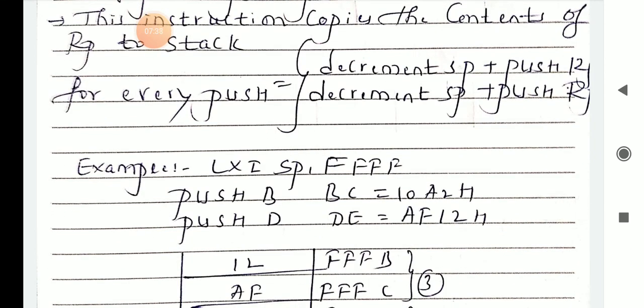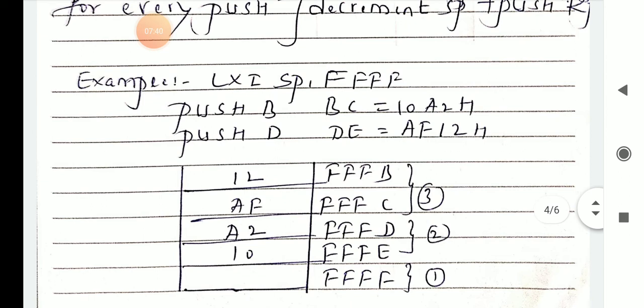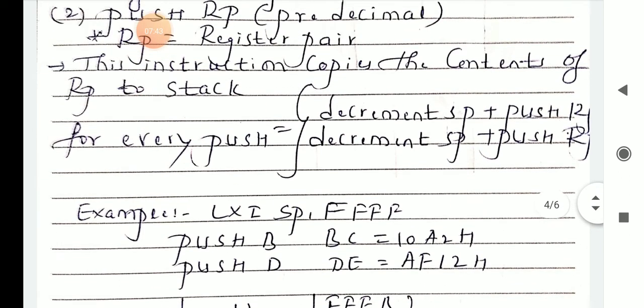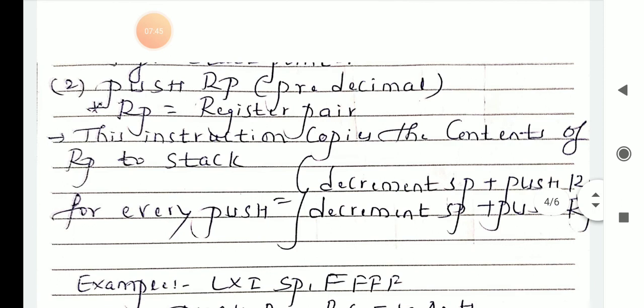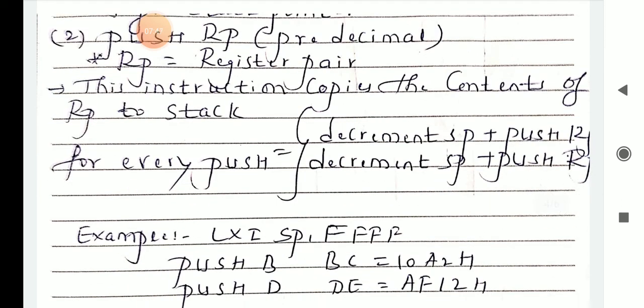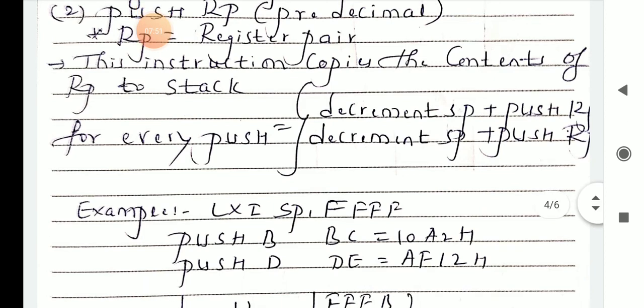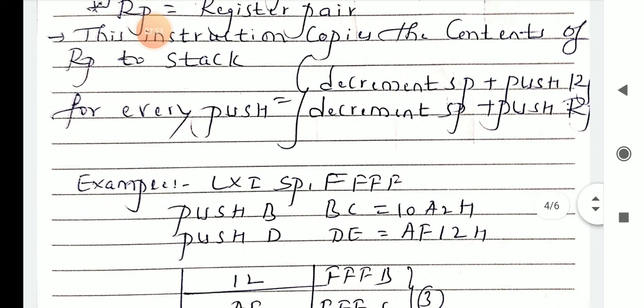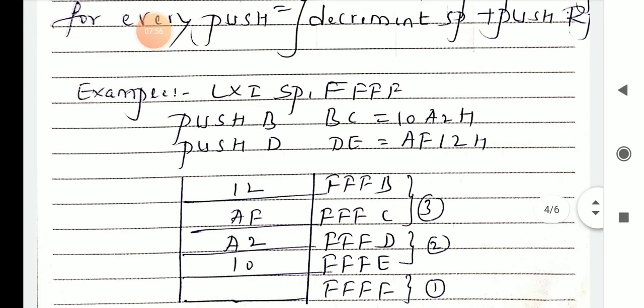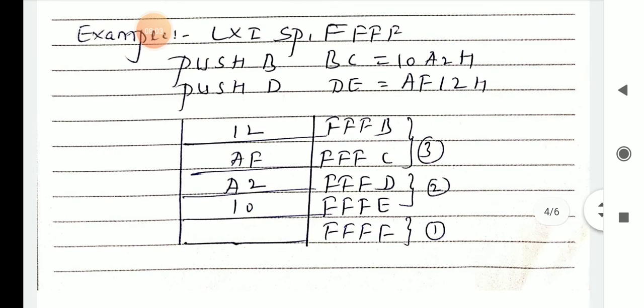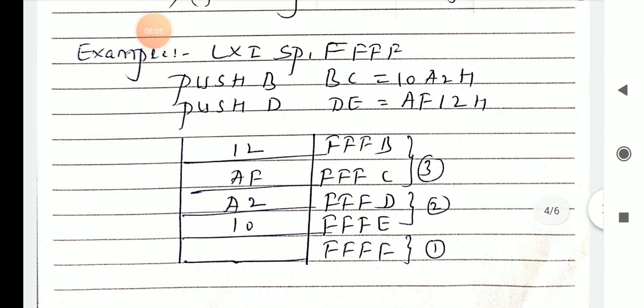Okay. So whenever you perform these instructions, every time you first have to decrement the stack pointer, then do the push operation with respect to high and low, RH and RL. Okay, for example, you can take LXI SP, FFFFH. So this is one location. Consider this location FFFF. Then you can write PUSH B and PUSH D.